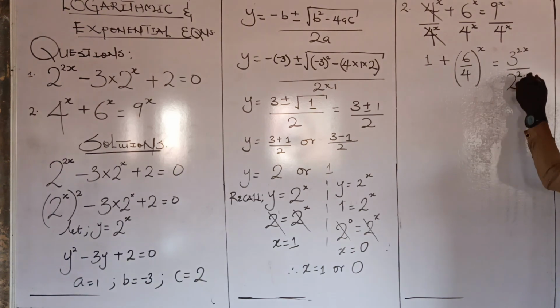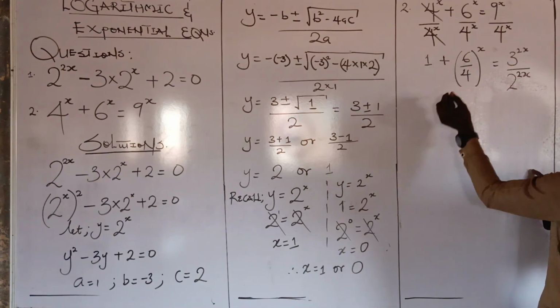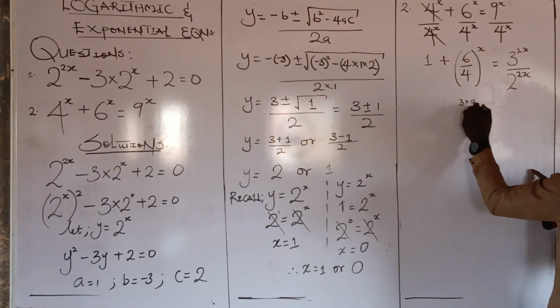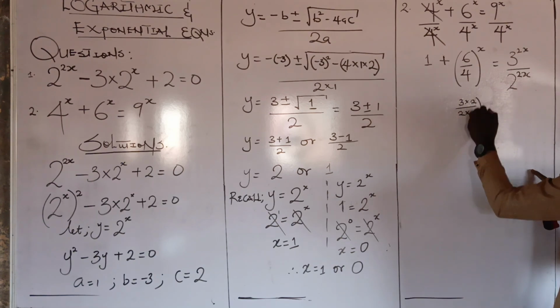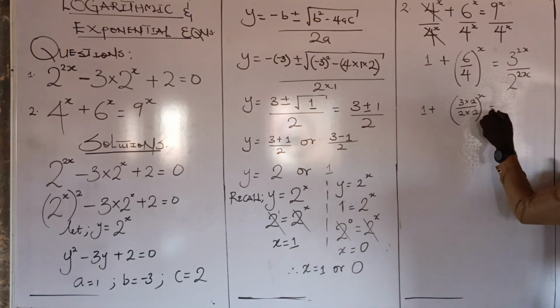2 squared, which is still 4, and we'll drop our x close to it. So from there, now what do we do? Now we can break down this 6. We have 3 times 2 over 2 times 2. And you have your x, your 1 plus this equals to.